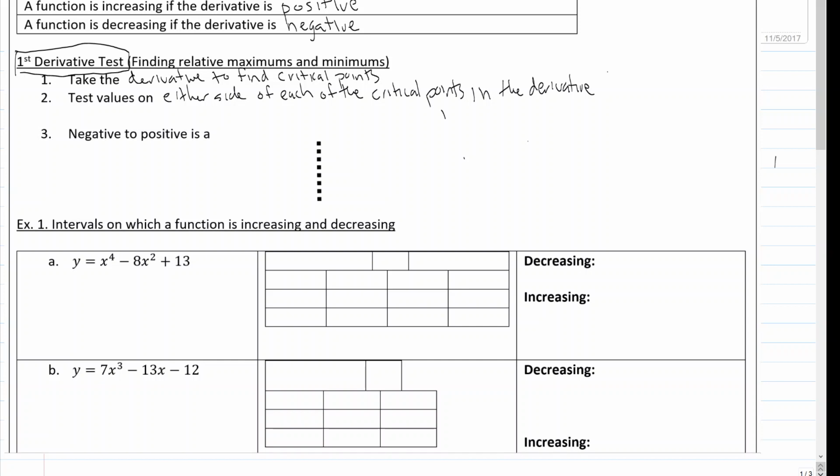Now we have the money time here. If it's negative to positive, that looks like going down and then going up. That's a minimum. And if it's positive to negative, that's going up and then going down, so it looks like so. That's a maximum.